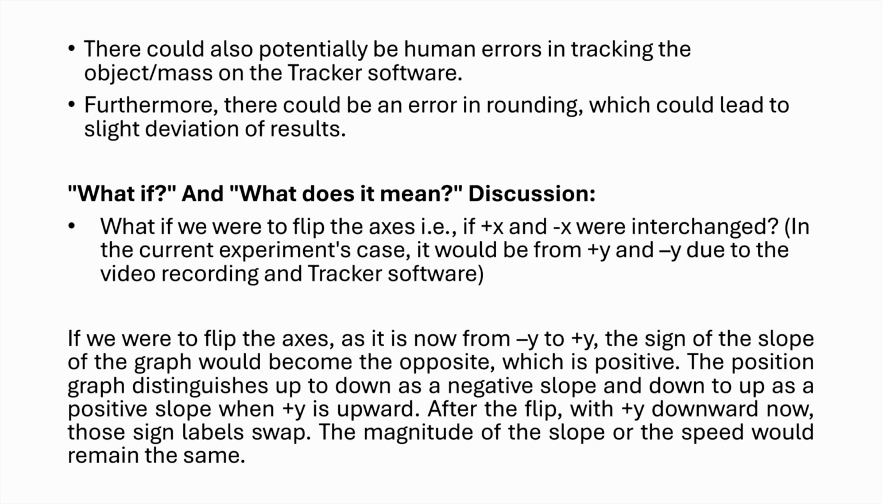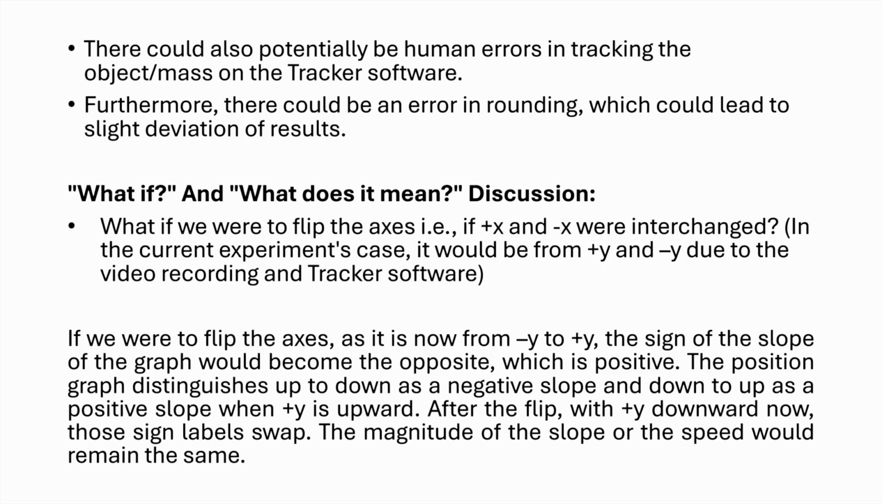So, the "so what, what if, and what does it mean" discussion. What if we were to flip the axes? That is, if plus x and minus x were interchanged. So in our case, that would be from plus y to minus y due to the video recording and tracker software. If we were to flip the axes, as it is now from minus y to plus y, the sign of the slope of the graph would become the opposite, which is positive.